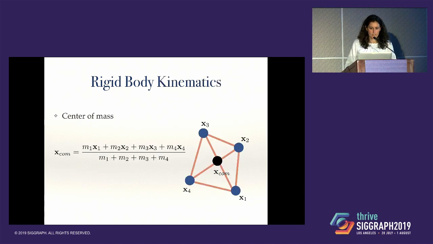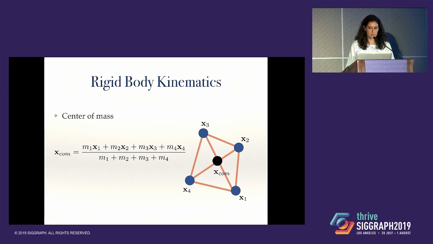Okay. So a little more about rigid bodies. It's helpful to talk about the center of mass of a rigid body. And here's a formula for center of mass. If we think of the body as made up of a bunch of particles, then we are taking an average of the position of the particles. But it's not just a regular average, it's a mass-weighted average.